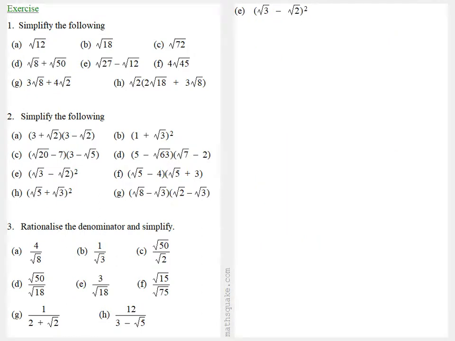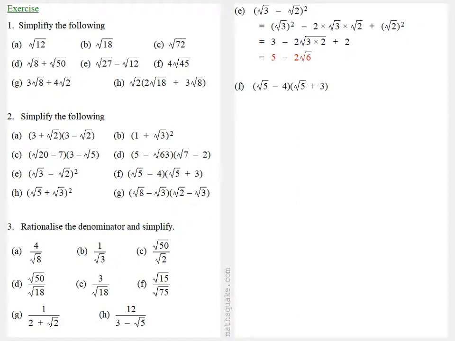In question E, we have the square root of 3 minus the square root of 2 all squared. Well, that's root 3 squared minus twice the product, that's minus 2 root 3 root 2, plus root 2 squared. So that's 3 minus 2 times root 3 times 2 plus, and the square root of 2 all squared is 2. So that gives us 5 minus 2 root 6.